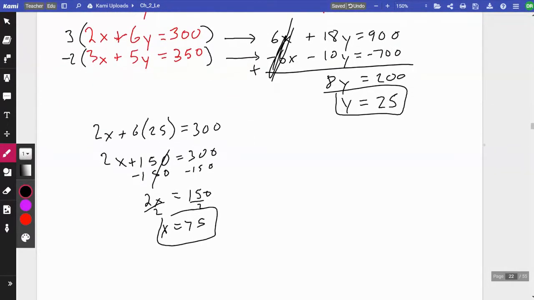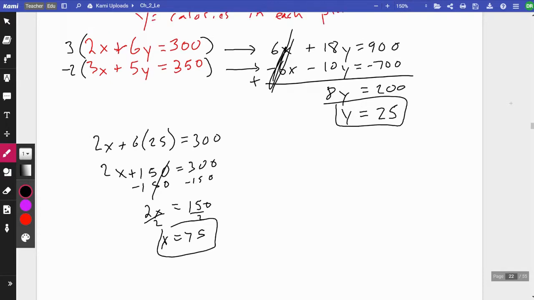Then I plugged y, 25, into the first equation, the original. And as you can see, I get 150 when I subtract 6 times 25, 2x equals 150, divided by 2, and I got 75. Now, obviously, this works for the first equation because that's how I got the 75. You could plug it into the second equation to verify that these are your 2 quantities that work out.